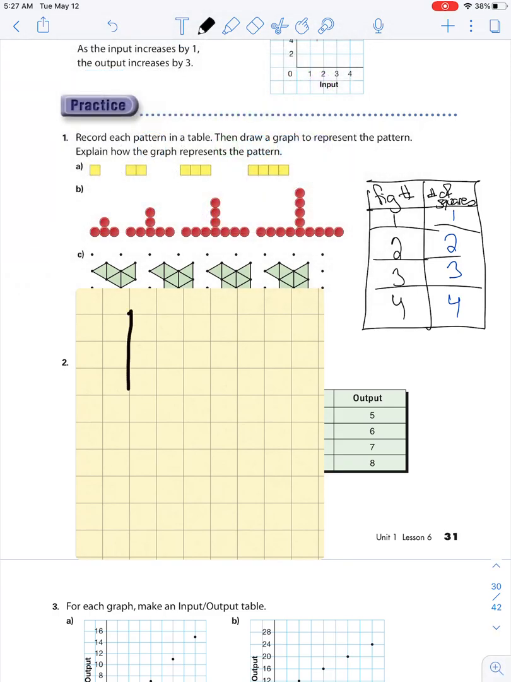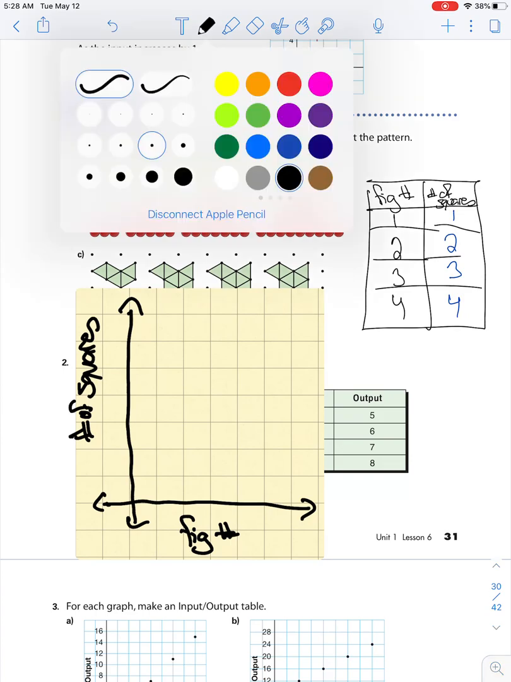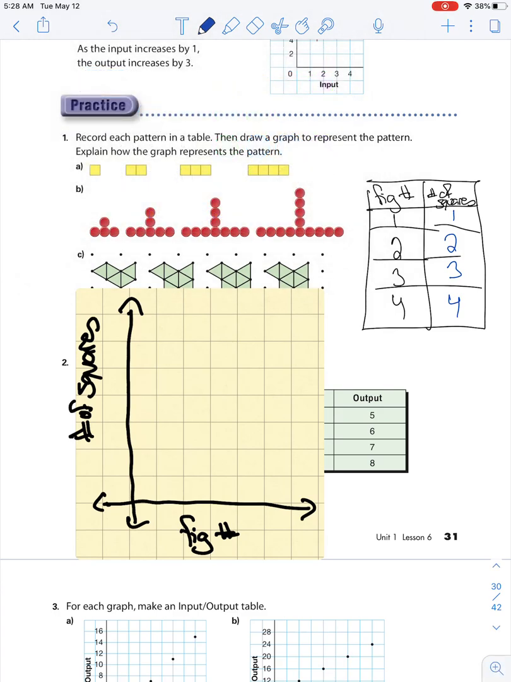Okay, and then we're making our graph. I suggest for your graph that you use a pen to make the axes so that it's easy to erase if you need to. We should label this as figure number, and then this as number of squares, to keep it exact with what we are actually referring to. And then how are we going to jump? I'm going to say this can be 1, 2, 3, 4, 5. That seems like a good scale.